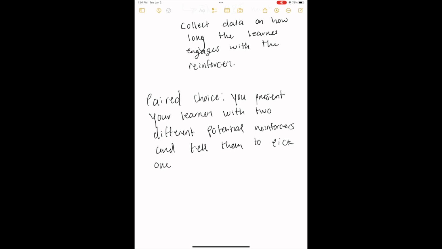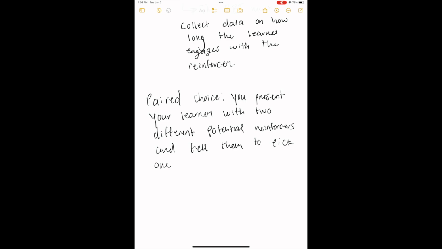And paired choice doesn't necessarily have to be exclusively for a preference assessment. Let's say that you always want to give your learner choices throughout session, right? Especially when you're pairing with them. Giving learners choices throughout session gives them a sense of control.